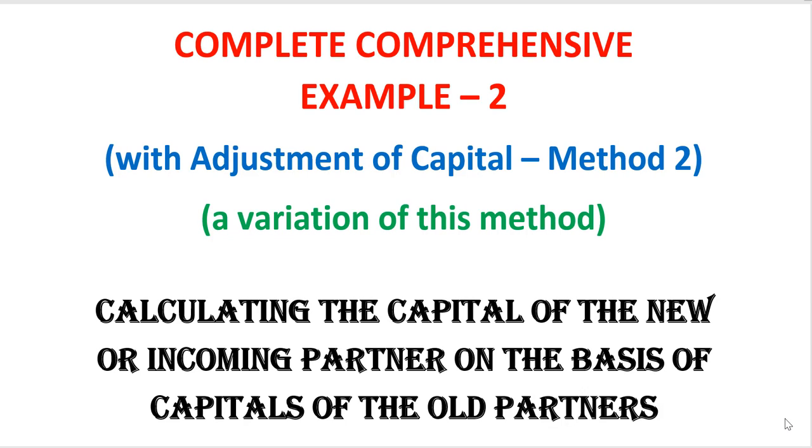Hi, this is the second complete comprehensive example where we are dealing with the second method of adjustment of capital at the time of admission of a partner. The second method is calculating the capital of the new or incoming partner on the basis of capitals of the old partners.